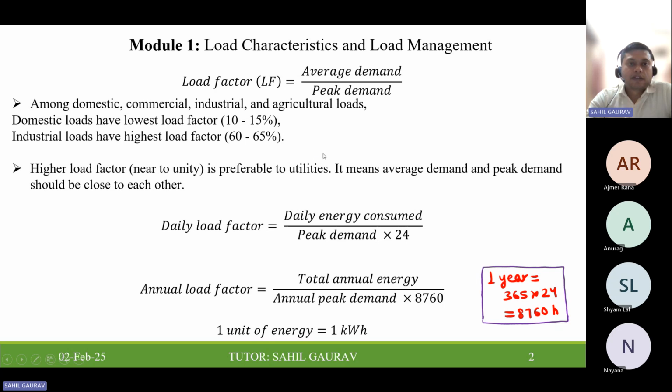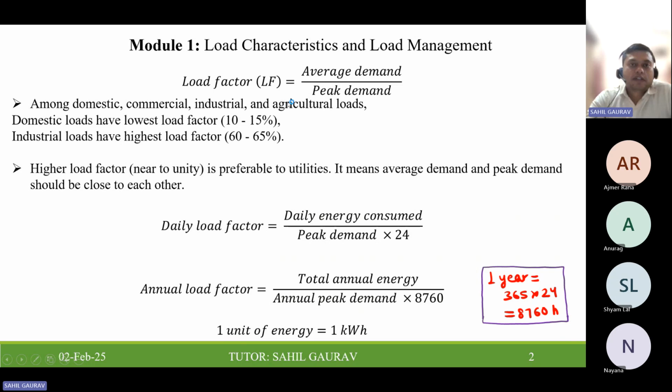If you see among the domestic, commercial, industrial, and agricultural loads, domestic loads have the lowest load factor, approximately in the range of 10 to 15%, while the industrial loads have the highest load factor, in the range of 60 to 65%. A higher load factor is always preferred by the utility, and it means that the average demand and peak demand are close to each other.